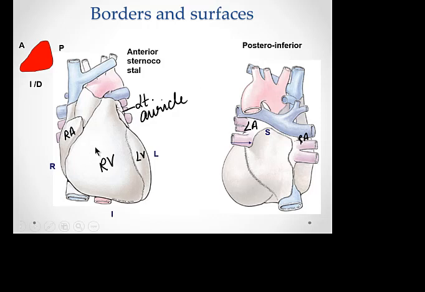So between the atria and the ventricles, there is a groove present which is called the atrioventricular sulcus. The word sulcus means groove. And everything in anatomy, if you really think about it, is quite logical. Because it's between atria and ventricles, you call it atrioventricular. Then there is a sulcus which is present between the two ventricles, so it's called interventricular. Interventricular sulcus, between two ventricles.